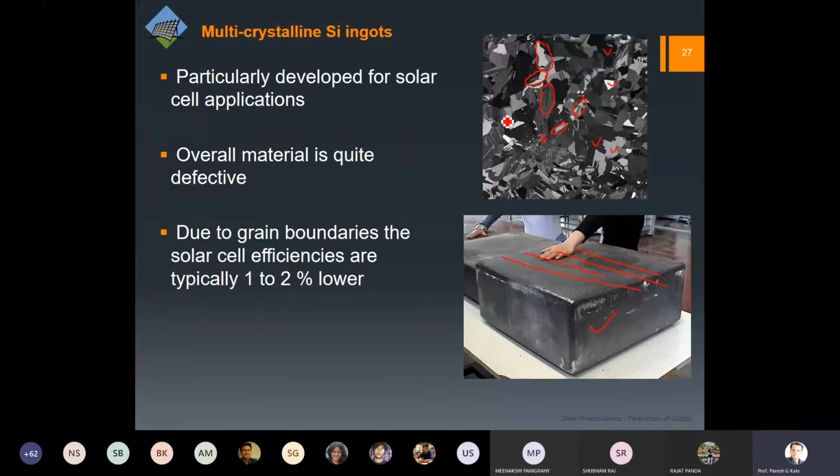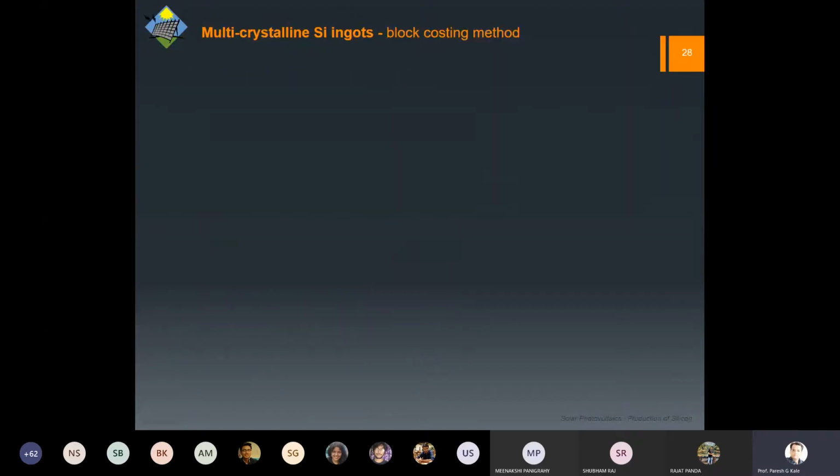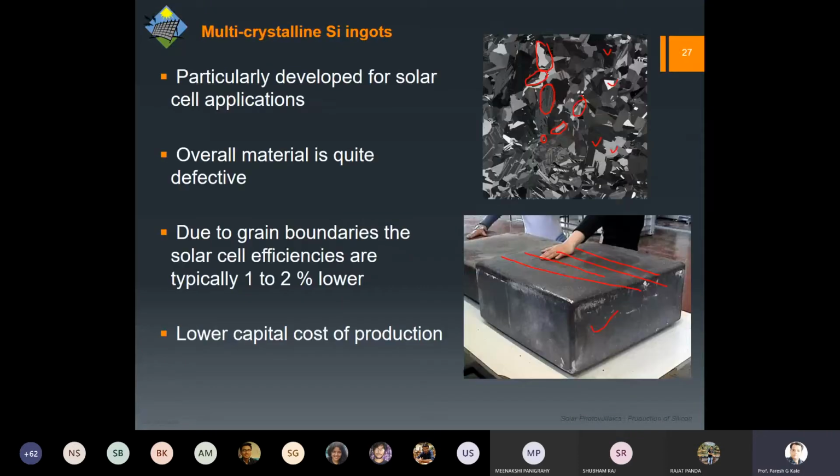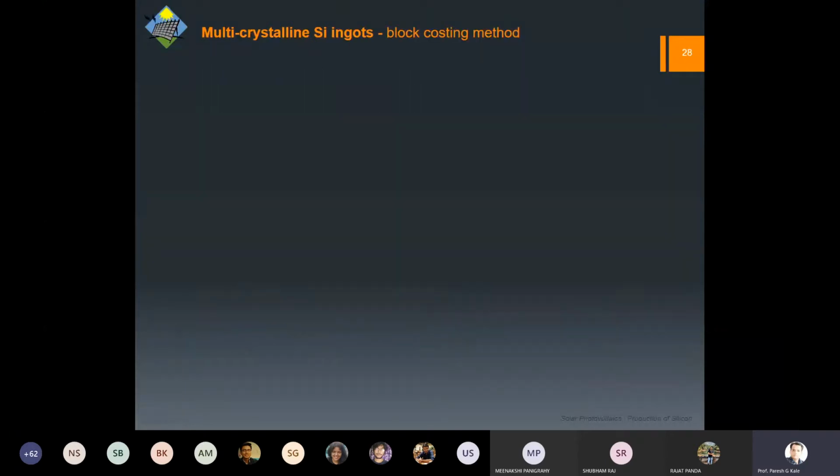So these polycrystalline materials would be 1 to 2% lower in efficiency. However, what we are gaining is the lower capital cost of production in this case. So that's why this compromise is made. But overall, ultimately, what you have to look for is the levelized cost of electricity, or the module cost, or the electricity cost per watt. That is what we can compare when we are comparing two different technologies.